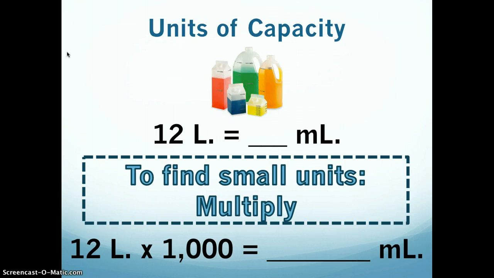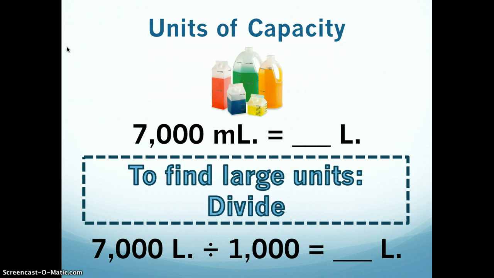To find smaller units, again, you multiply. So if you start with 12 liters, you're going to multiply by 1,000, and you will get 12,000 milliliters. To find larger units, you divide. That doesn't change. 7,000 milliliters divided by 1,000 equals 7 liters.